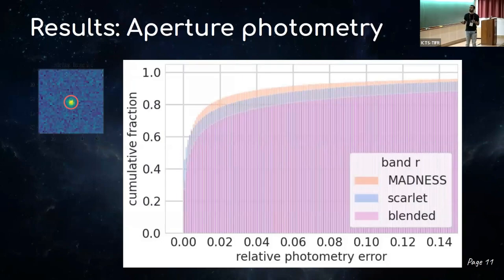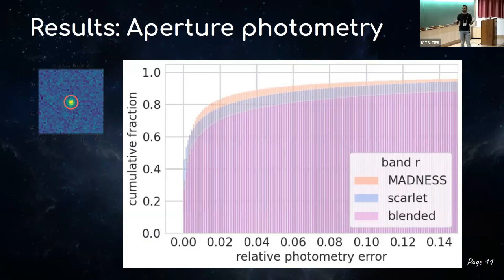And here I compare it against Scarlet, which is the state of the art, as I said, in deblending. And what this plot shows is the cumulative fraction given a relative photometry error. So I'm summing over the predicted flux within small apertures to get the predicted flux of a galaxy. And I'm doing it for 3 different cases. The first is the blended scene. I'm not doing any deblending, and I'm just trying to measure the photometry.